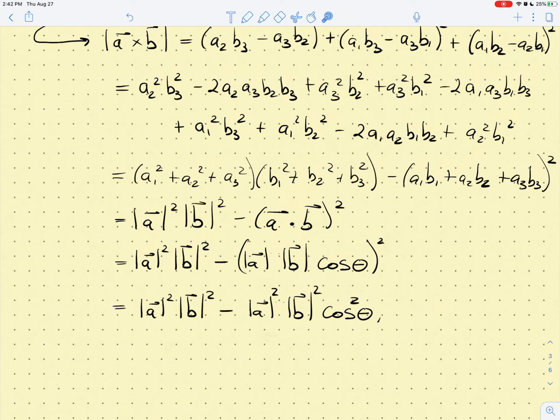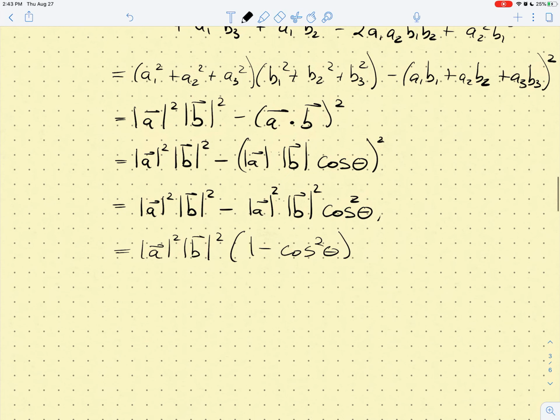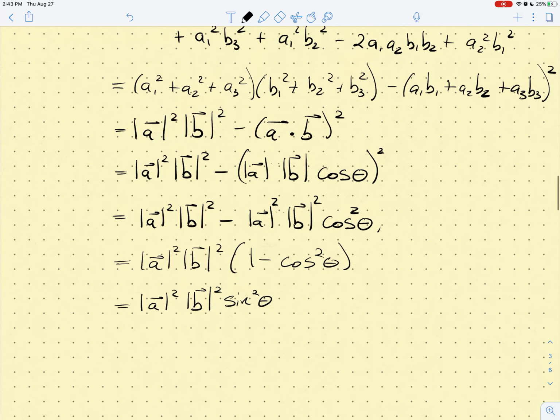And so now I realize, look, I can actually pull length A squared, length B squared out. Both terms have length A squared, length B squared. So I can write this, man, that was hard for me to say, as length A squared, length B squared times 1 minus cosine squared theta. Hopefully you recognize that as a trig formula that you know. This is exactly length A squared, length B squared times sine squared theta. All right, whoa, that's crazy.